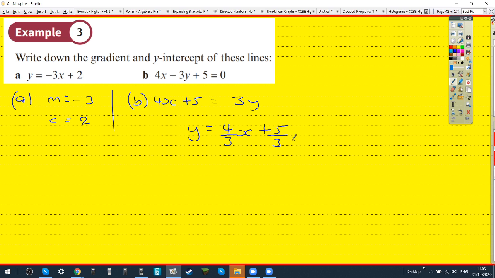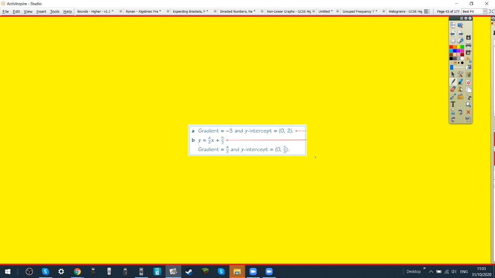So you can do the two separately. It's the same thing. And then would you simplify it? We just need gradient and intercept. Okay, so the gradient is 4 over 3 and the y-intercept is 5 over 3. Yep, that's it. Gradient 4 over 3, intercept 5 over 3. Great. So it's when it's in the form y equals.